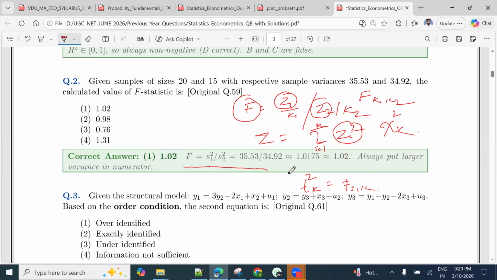Is F distribution related to chi-square? Yes, sir. It is also related to T square, sir. T distribution also? Yes, sir. If we square T, then we will get the F value.